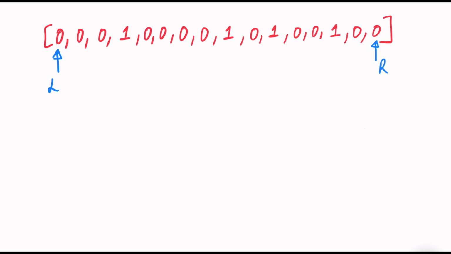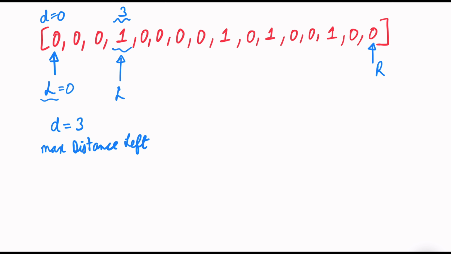For our case 1, we are going to increment our left pointer till we reach an index which has a value of 1. So as you can see, when left is 0, we are going to keep incrementing it till we reach this value 1. When we reach this value 1, we are also going to increment the distance. So initially, when left is at 0, our distance d is 0, and as we reach this index 3, we are going to increment our variable d, and when we reach index 3, our distance d is going to be equal to 3. So let's call this variable max distance left, and this is going to be equal to 3.